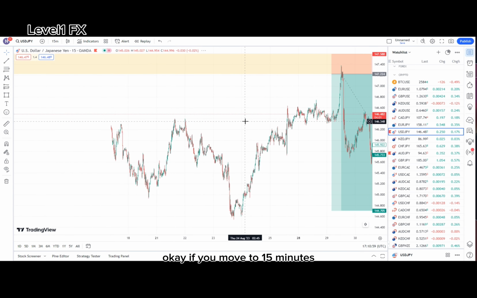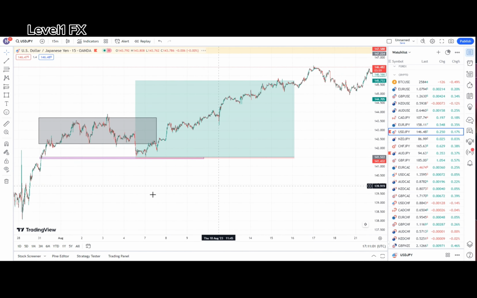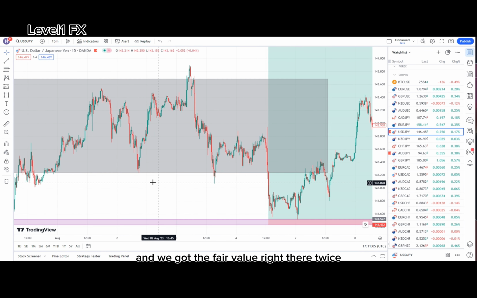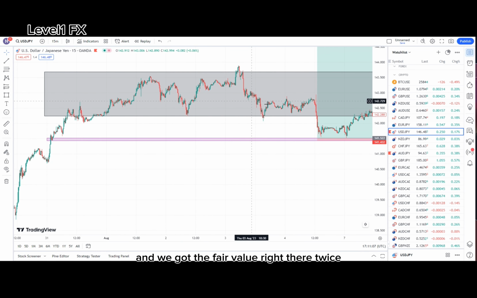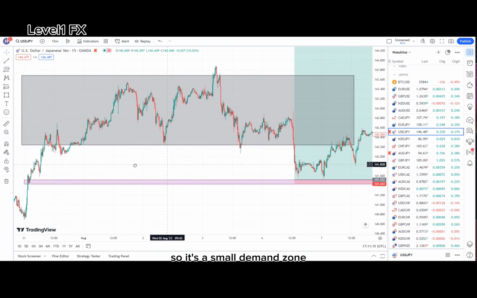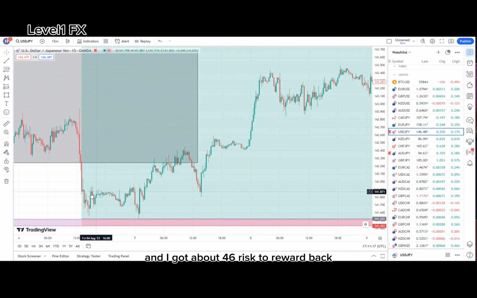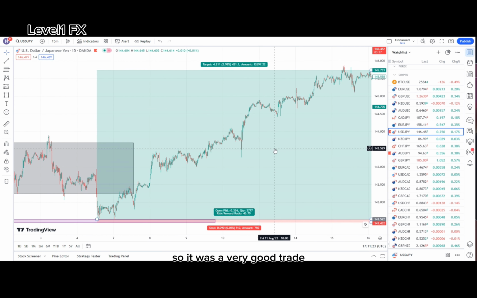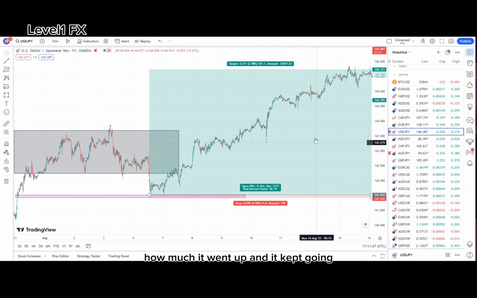If we move to 15 minutes, it was a 15-minute trade, and we got the fair value right there. Price moved up and down easily, and below it we have a 15-minute demand zone. It's a small demand zone, and I got about 46 risk to reward, so it was a very good trade. And you can see how much it went up, and it kept going.